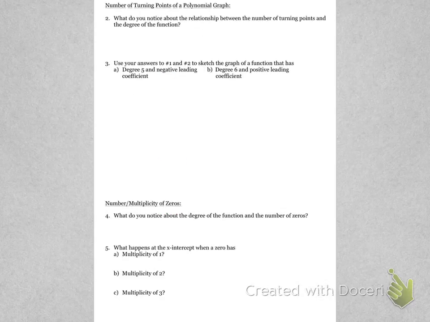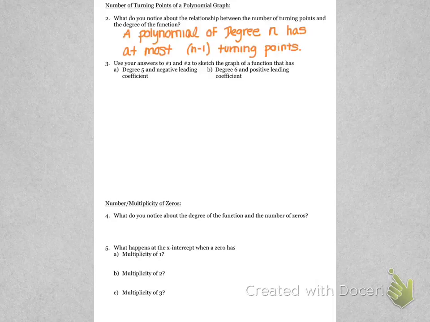Okay, so there's a relationship between the number of turning points, like a peak or valley, and the degree of the function, and this is it. A polynomial of degree n has at most n minus 1 turning points. So if we have a degree of 5, for instance, we're going to have at most 4 turning points. It doesn't mean we're going to have 4. It just means it can't be 5, 6, or 7. So it can be anything less than that, but at most it's going to be n minus 1.